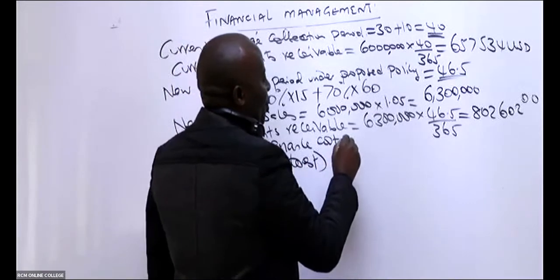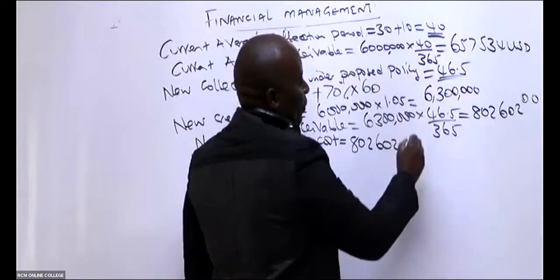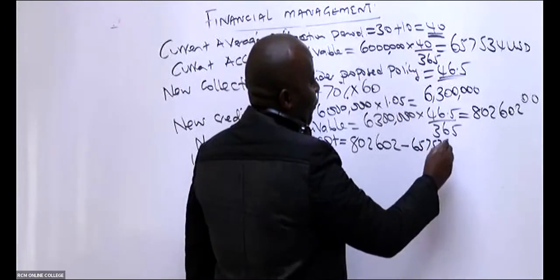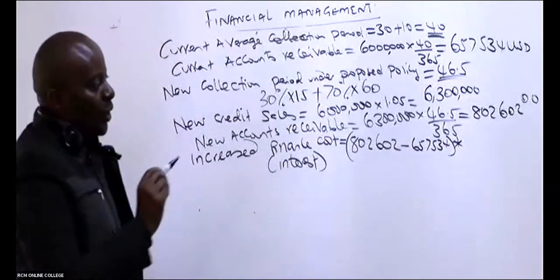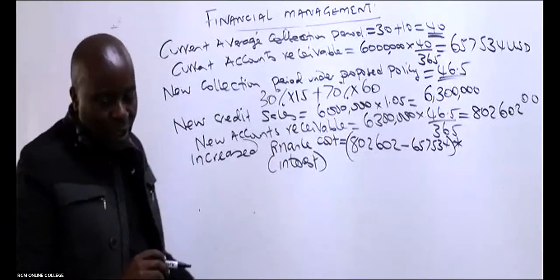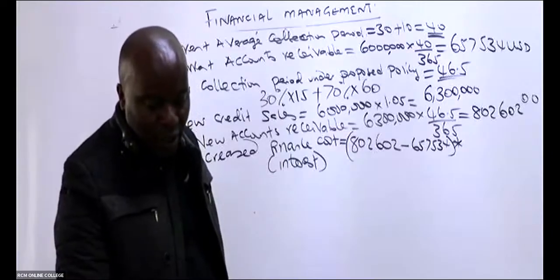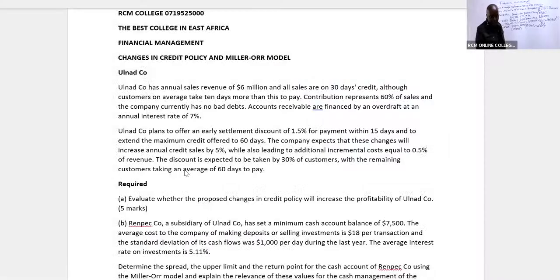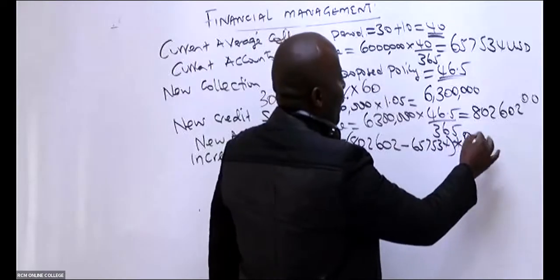Interest, very easy. So my new receivable is 802,602, the money which is outside there, minus the old receivable, 657,534. Then we multiply with any interest on loan provided in the question. So in the question, do we have any loan facility? Yes. Accounts receivable are financed by an overdraft at an annual rate of 7%. So times 0.07. This is a cost we are suffering ourselves.